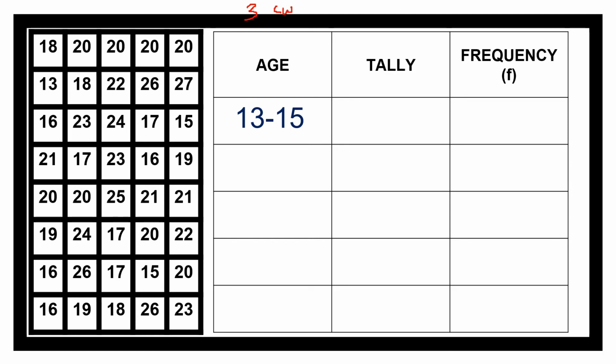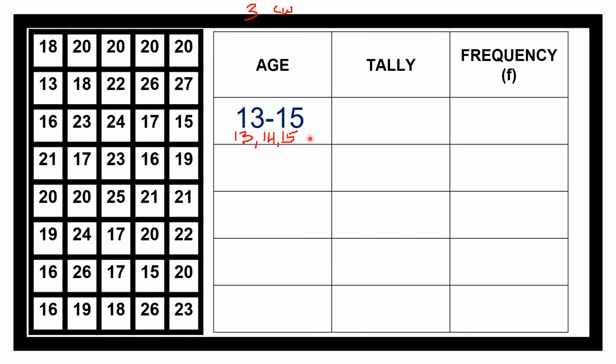Okay, so from 13 we are going to count. So 13, 14, and then 15. So we already have 3 scores: 13, 14, 15, 1, 2, and 3. This is the class width, okay? The number of scores in each class interval.